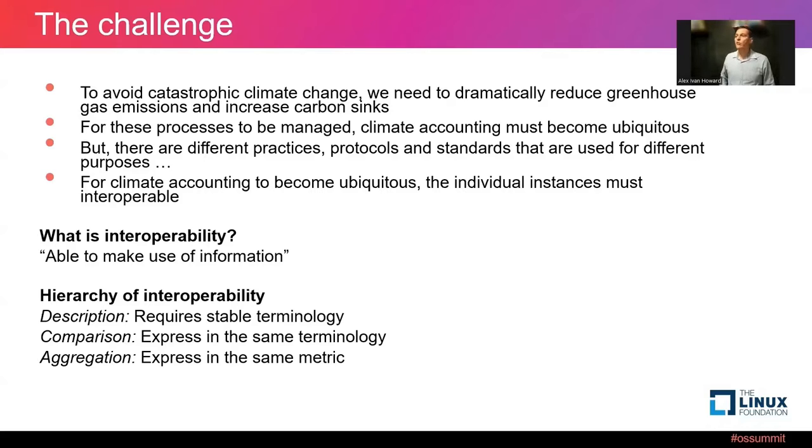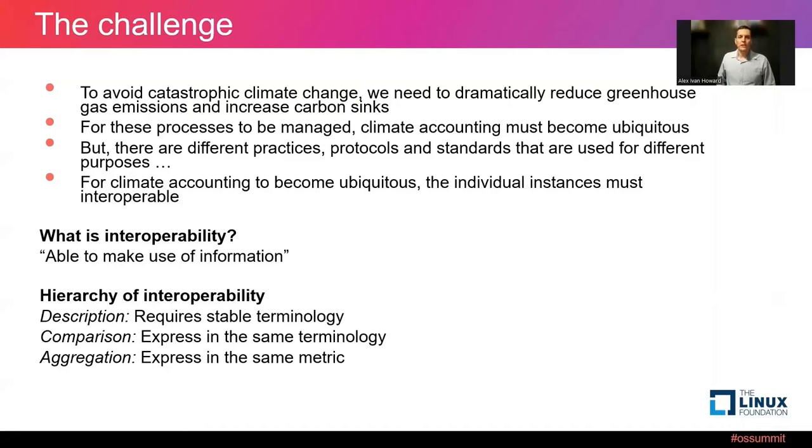So as a global community, we have to avoid catastrophic climate change. And that means we must dramatically reduce greenhouse gas emissions and increase carbon sinks. And for this to be even doable, to be even on the cards, climate accounting must become ubiquitous. We must get a grip on who emits what and for what reason, and who is responsible for what, and what can be done to avoid that. So you cannot manage what you do not know, and you know by accounting for the processes that you are in control. But there's a problem.